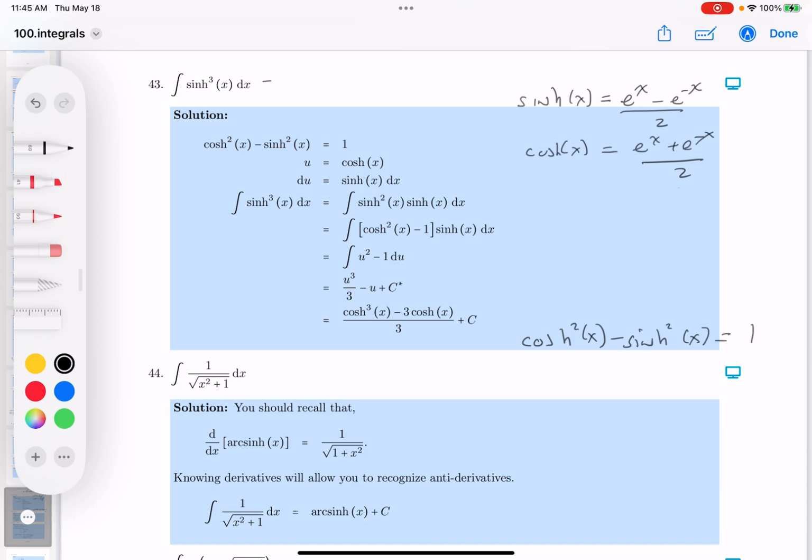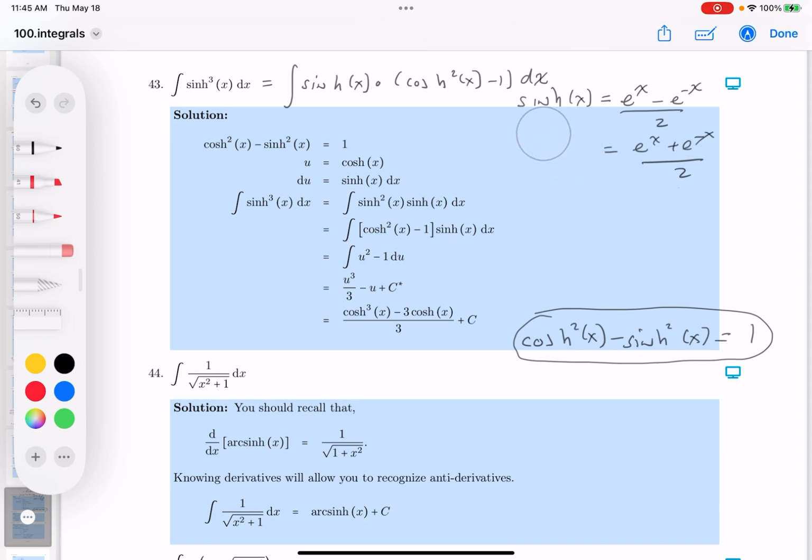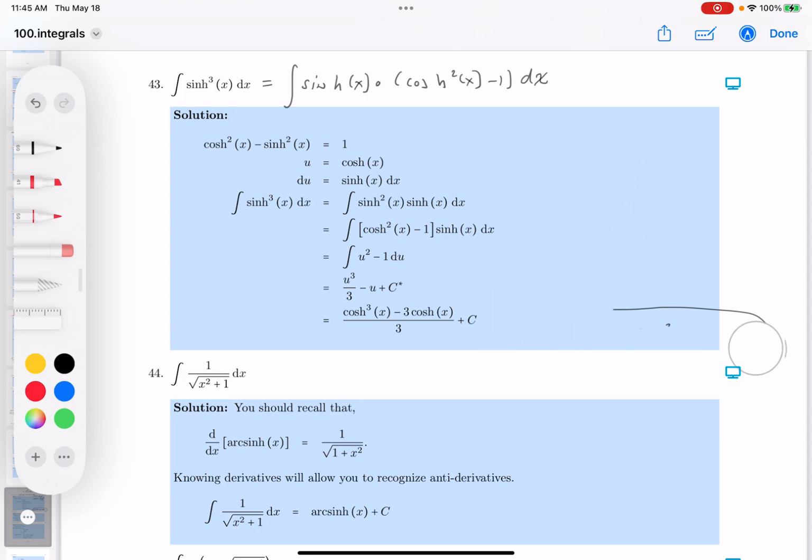So I'm going to take this over here and write it as hyperbolic sine of x times the hyperbolic sine squared. And what's that going to equal? Again, I'm looking at this identity over here. That's going to be hyperbolic cosine squared x minus 1 dx. All right, I'm going to start to erase things. I don't need this stuff anymore. I can remember that.